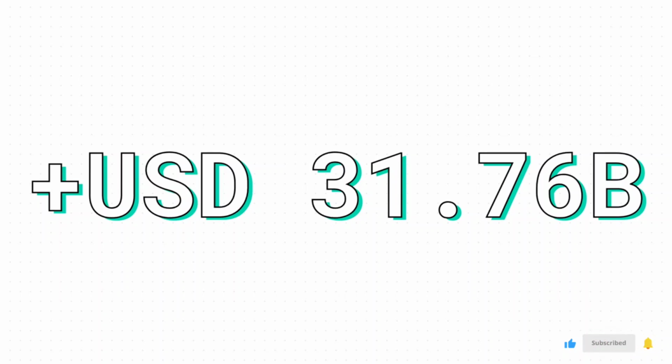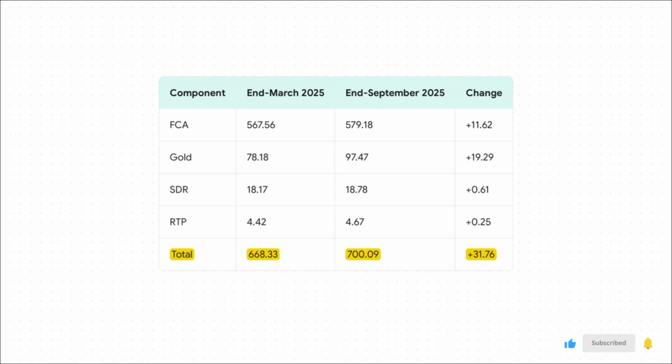So the big question is, where did this increase come from? This table breaks down the growth, and this is where it gets really interesting. The crucial point here is the huge jump in the value of our gold holdings. That contributed the most to this period's increase, over $19 billion.